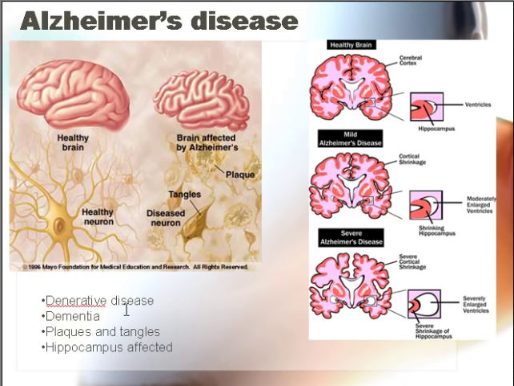And then Alzheimer's disease, you must know little things about Alzheimer's, what happens, what neurotransmitter is affected, which areas are affected, and what are some of the main signs and symptoms you see in Alzheimer's disease.